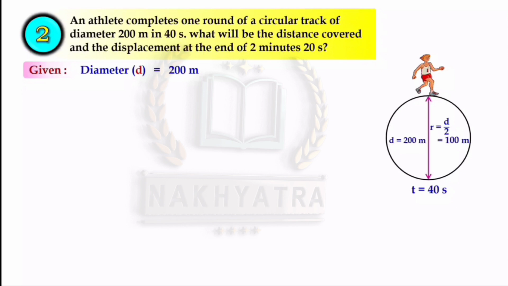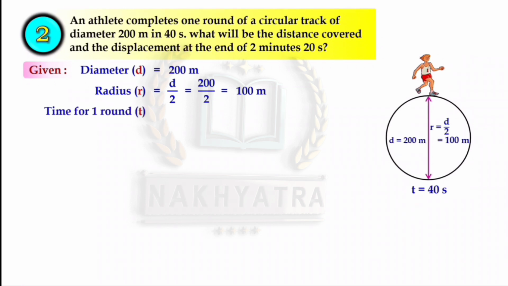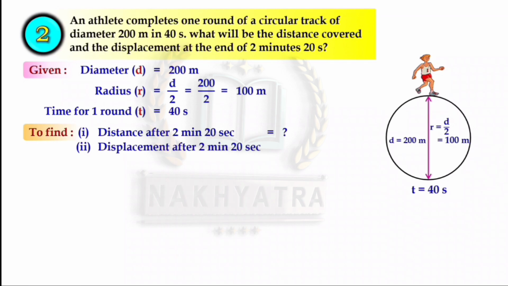Diameter is given 200 meter. Therefore, radius r equal to d by 2. So we will get 100 meter. And the time for one round, 40 seconds. Now we have to find out the distance covered and the displacement at the end of 2 minutes 20 seconds. Okay. So distance after 2 minutes 20 seconds and the displacement after 2 minutes 20 seconds.